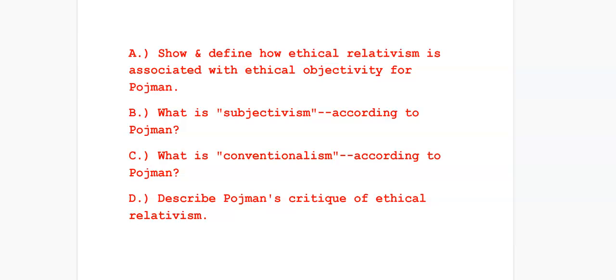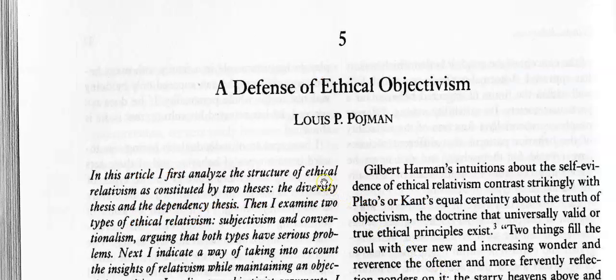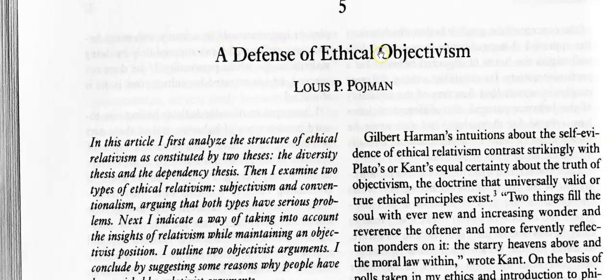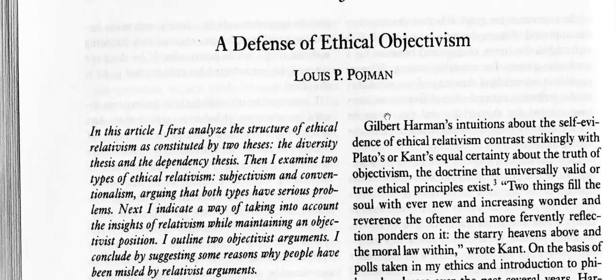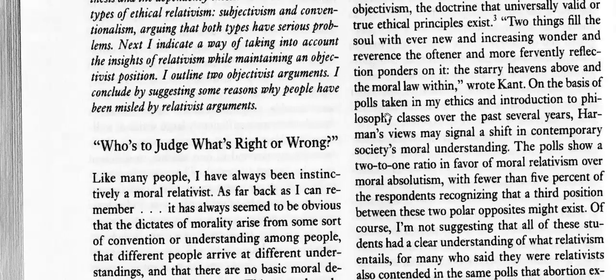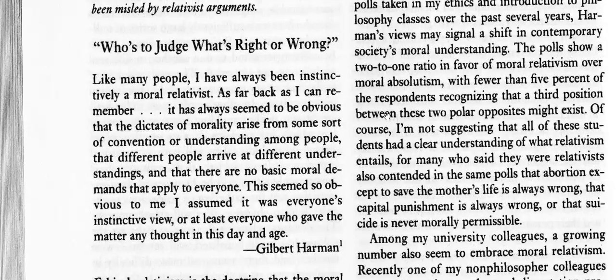So I went ahead and opened the paper here. So here we're looking at Pojman's work. And remember to always double check the spelling of the philosopher's name. I had a couple of students that were misspelling his name, and in one case it was actually kind of funny, in the sense that the student had spelled it Pojam, but it is Pojman. And so let's take our first question. Show and define how ethical relativism is associated with ethical objectivity.